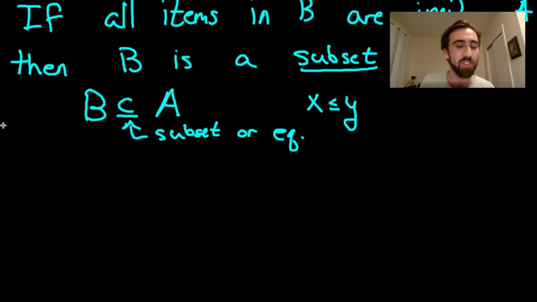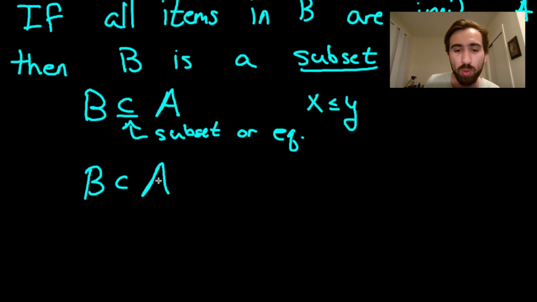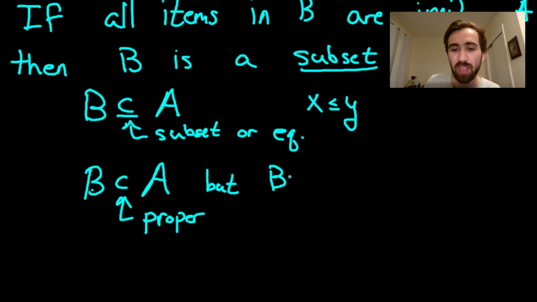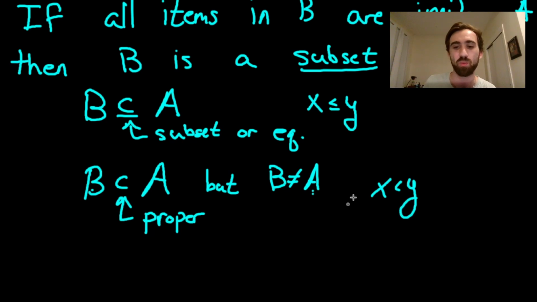And if we know for a fact that B is a subset of A, but B is not equal to A, we often will write it as B is a proper subset of A, which means B is a subset of A, but B is not equal to A. There must exist some item inside of A that is not in B, or just x is less than y instead of x is less than or equal to y.